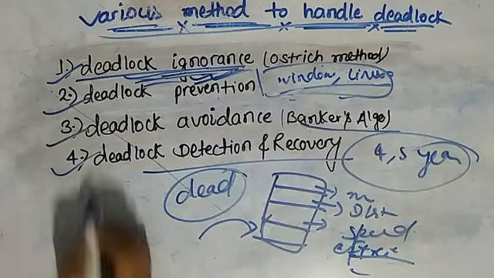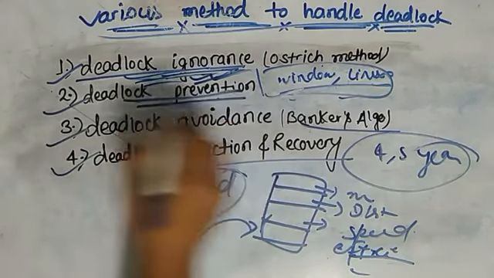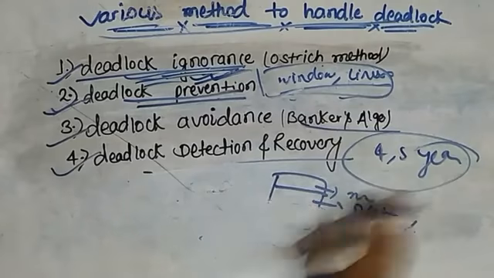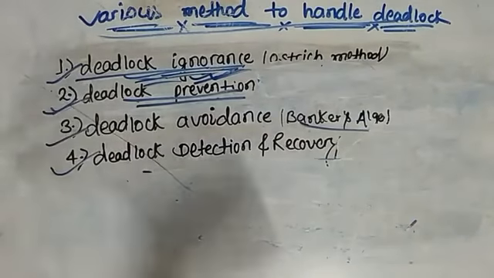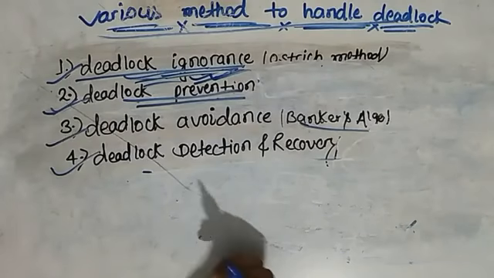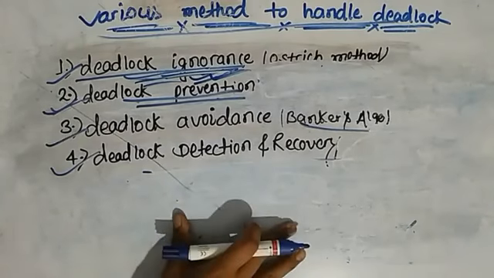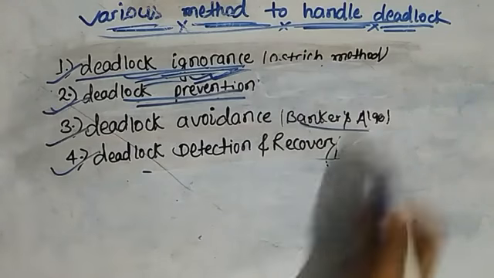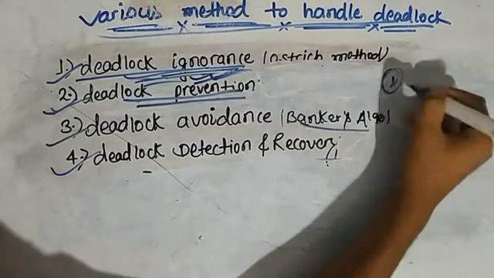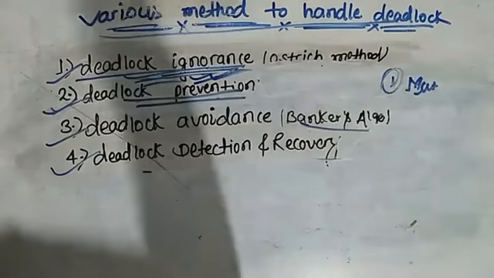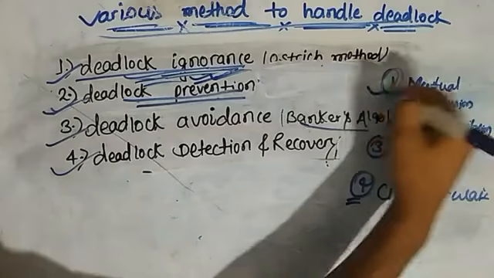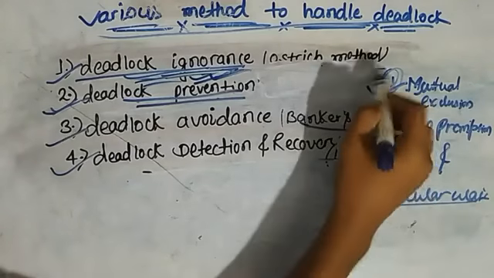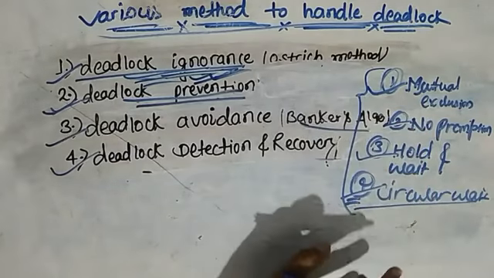Now the second method is deadlock prevention. Deadlock prevention is just like a vaccination we provide. In a vaccination, we provide it prior to the occurrence of disease. In a similar way, we prevent deadlock. As we know, there are 4 conditions for the occurrence of deadlock. First is mutual exclusion, second is no preemption, third is hold and wait, and fourth is circular wait. These are all the necessary conditions for the occurrence of deadlock.